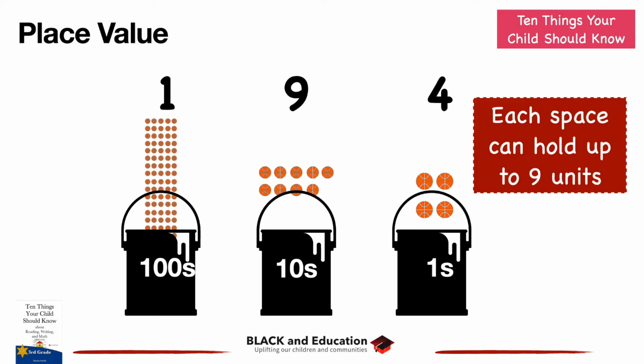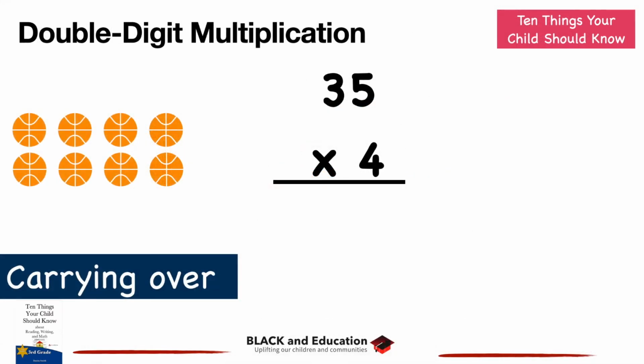The other concept when it comes to place value is that each space can hold up to 9 units. So we can hold up to 9 ones in the ones bucket, up to 9 tens in the tens bucket, and up to 9 hundreds in the hundreds bucket. When we get above 9, we have to carry over. So when we get above 9 ones, we have 10, and we carry over a group of 10 to the next space up. We're going to see an example of that. So they have to understand carrying over, place value, and the value associated with each space.